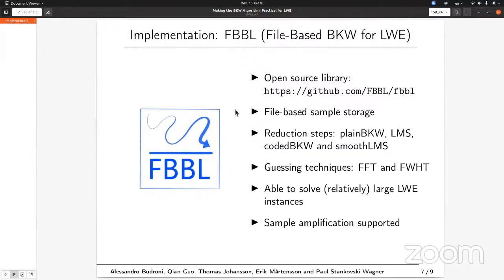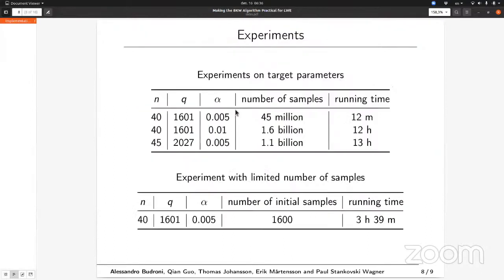We solved relatively large LWE instances, to the best of our knowledge the largest ever solved with BKW. And it supports sample amplification. Indeed, we report quickly some experiments. We performed two kinds of experiments. In one, we generated our own LWE instances with as many samples as we wanted, and then we solved them. However, these numbers are not the best you can achieve.